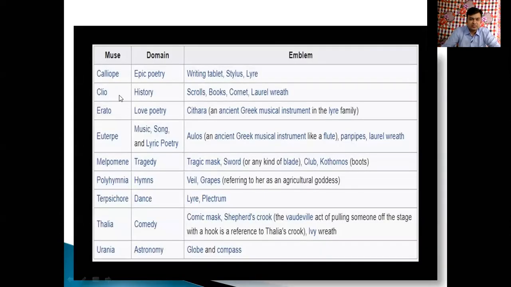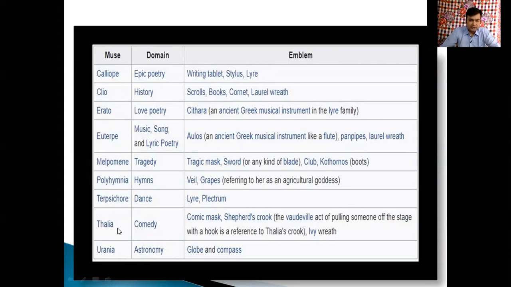Okay, there are nine muses. These are nine muses. That is their domain, in which topic they contribute. Calliope: I choose Calliope because she deals with epic poetry. Make no mistake, she deals with epic poetry, as John Milton's Paradise Lost is a great epic. So that's why we are going to talk about this Calliope. And here there is one thing you are going to get, that is emblem. Emblem means symbol or symbolic meaning or badge. Badge usually we wear. How we are going to understand them, this emblem helps us.